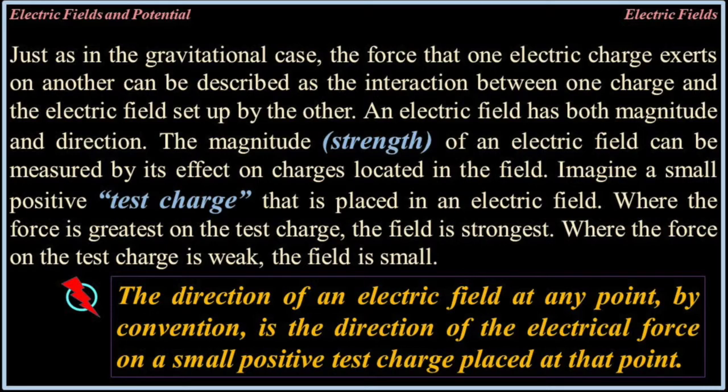An electric field has both magnitude and direction. The magnitude, or strength, of the electric field can be measured by its effect on charges located in the field. Imagine a small positive test charge that is placed in an electric field. Where the force is greatest on the test charge, the field is the strongest. Where the force on the test charge is weak, the field is small. The direction of an electric field at any point, by convention, is the direction of the electrical force on a small positive test charge placed at that point.